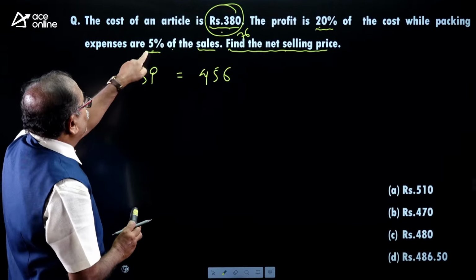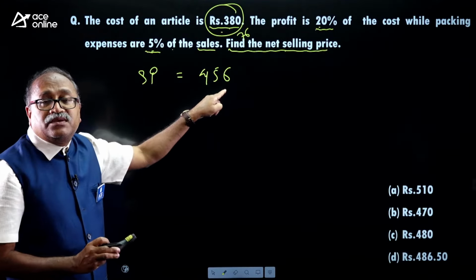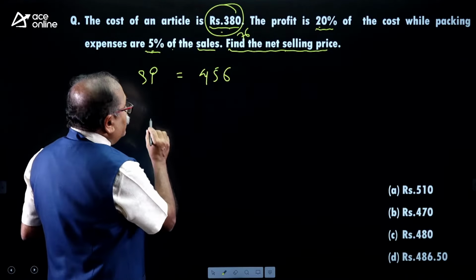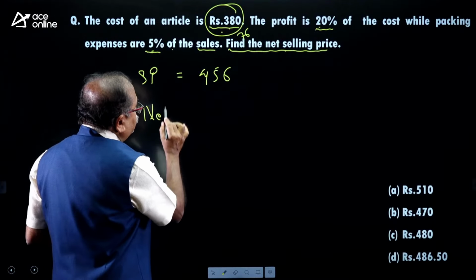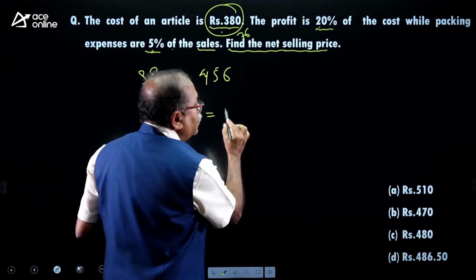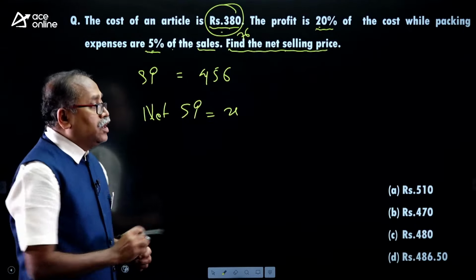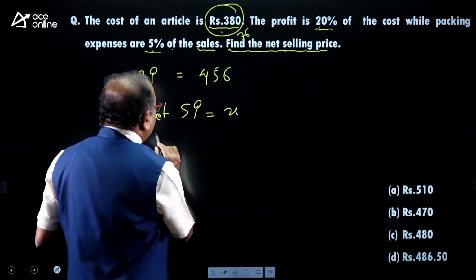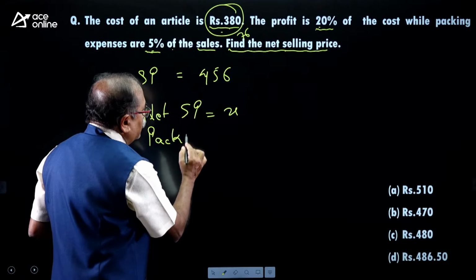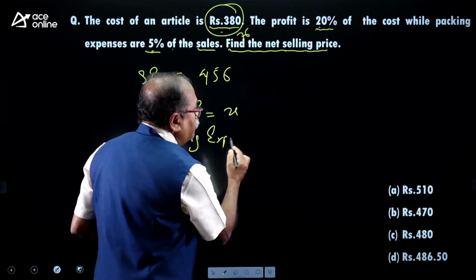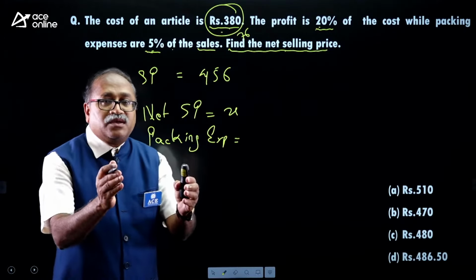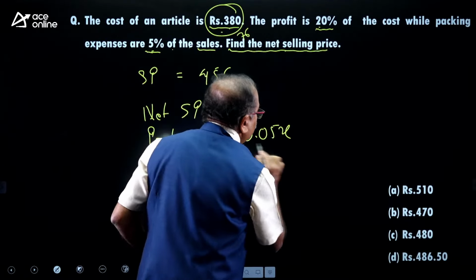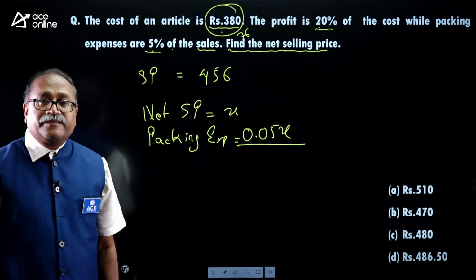Now, here you have to pay 5% on this. Once you have to pay the 5% on this, let's say that the net selling price, net SP, is equal to x. If the net SP is x, then what are the packing expenses? The packing expenses will be 5% of x. That is nothing but 0.05x. This is the packing expenditure.